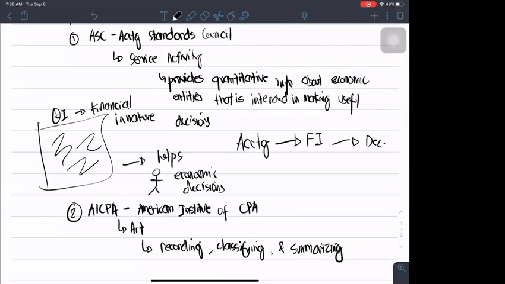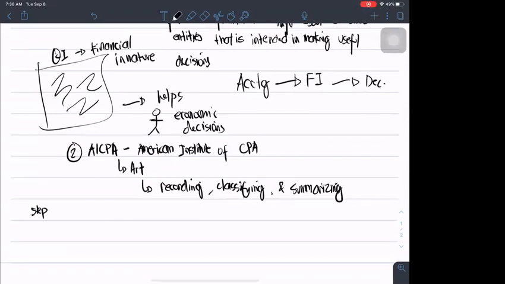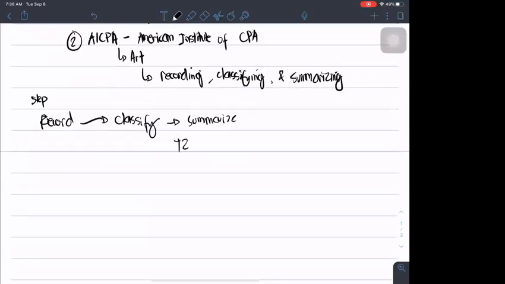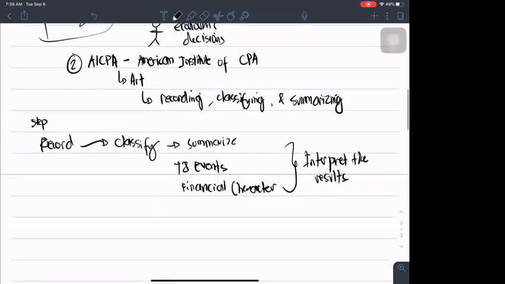So AICPA defined accounting as an art. It is the art of recording, classifying, and summarizing, which will again be used to interpret the results of financial events. Generally, in the AICPA definition, we follow steps: first we record, after we record we classify, and after classifying we summarize. Take note, what we record, classify, and summarize are transactions and events which are financial in character, and you interpret the results of this art.